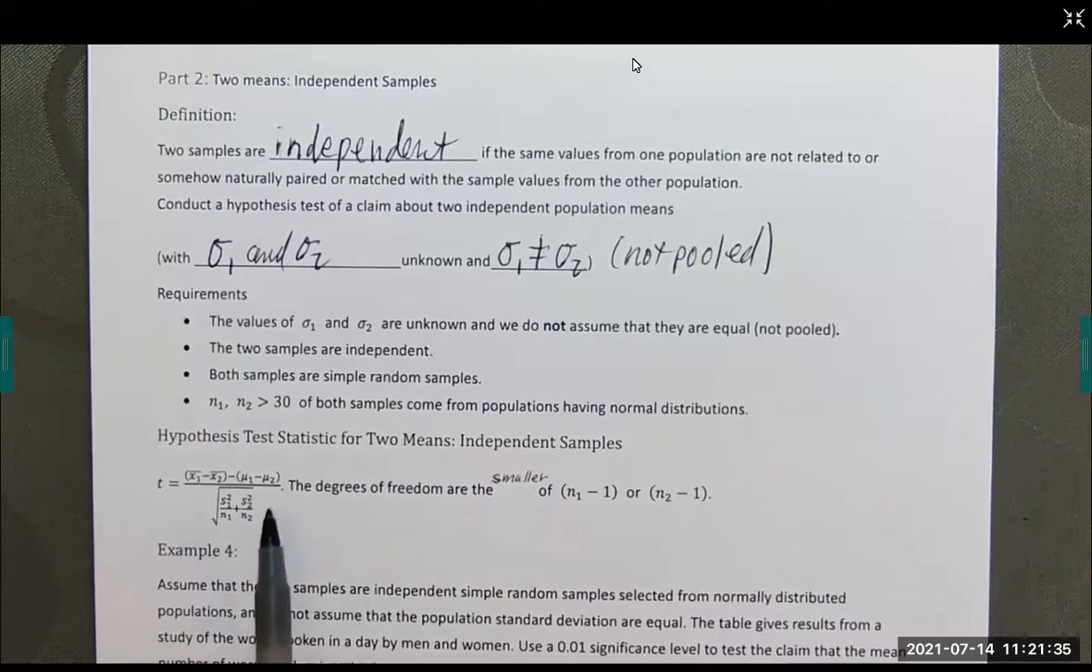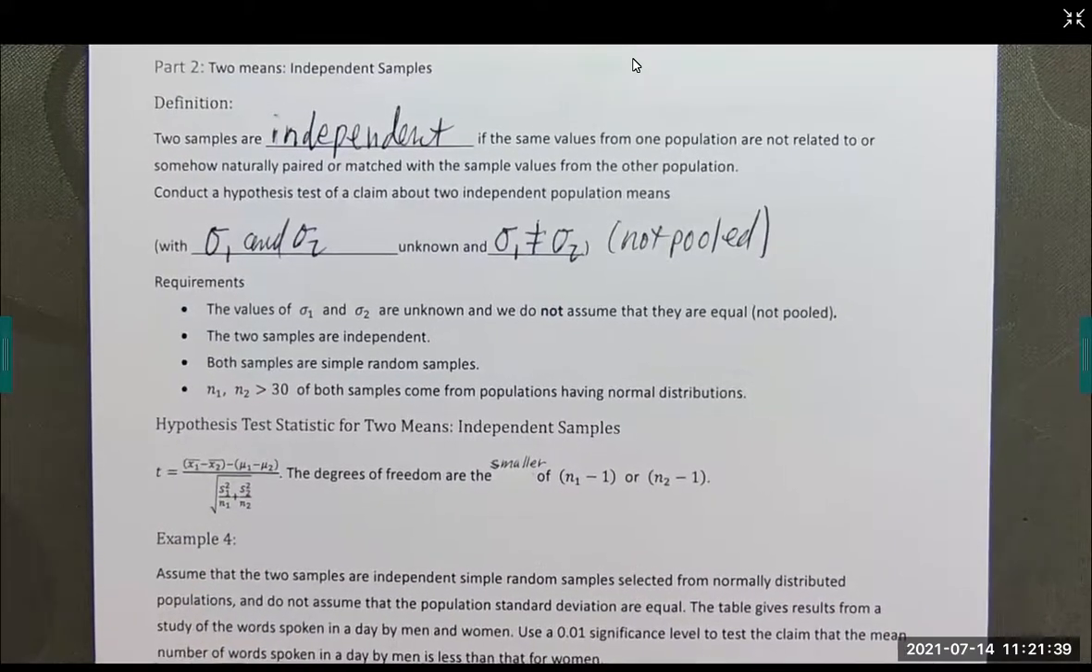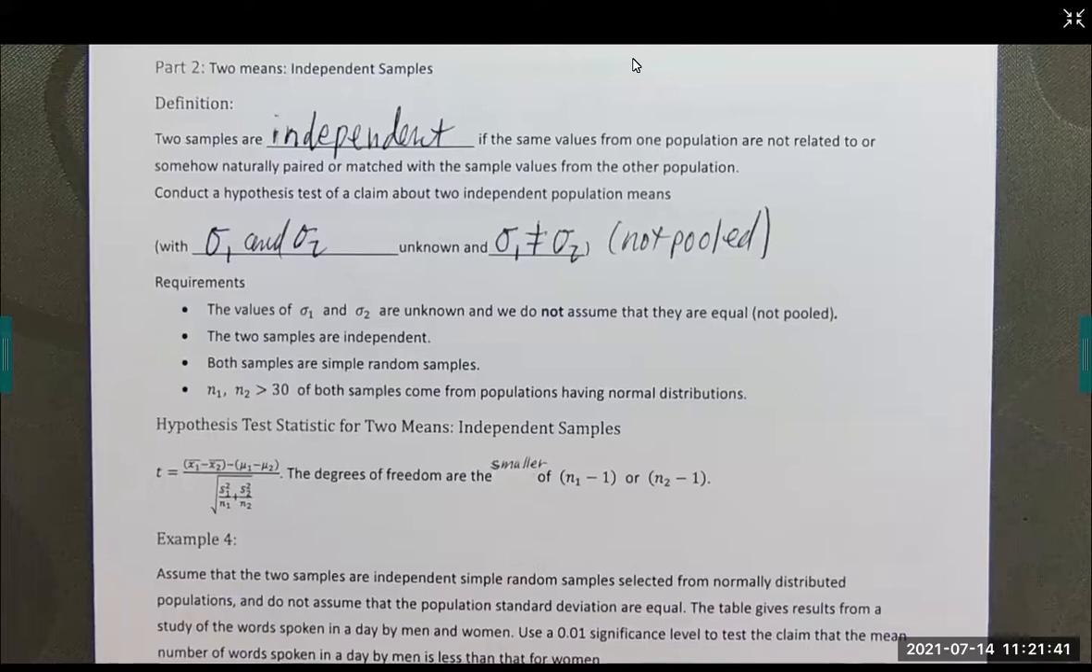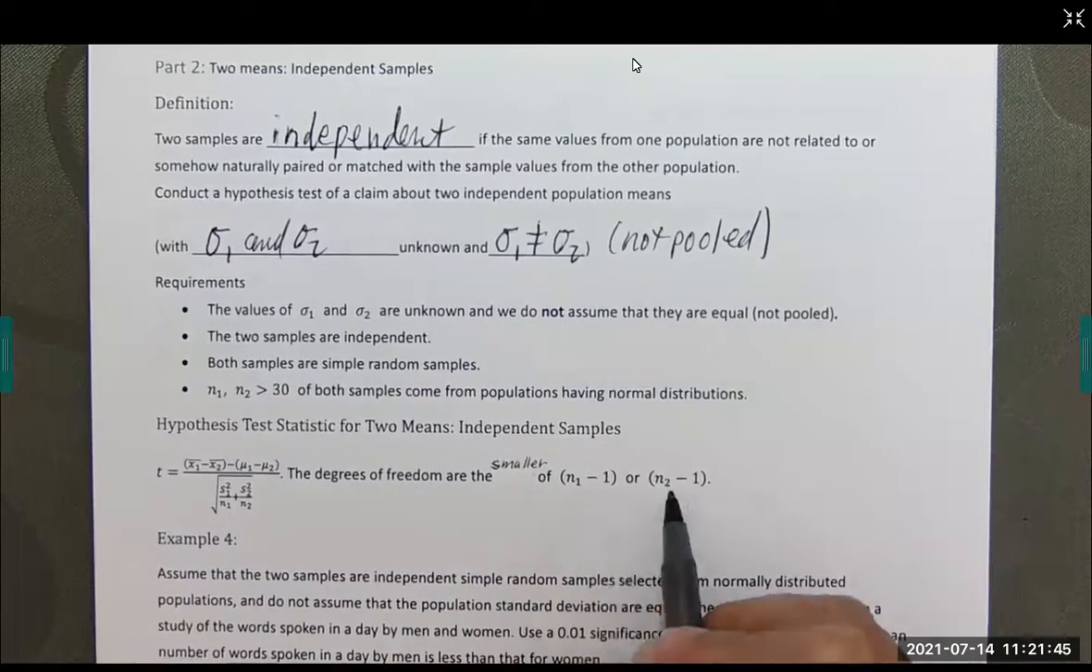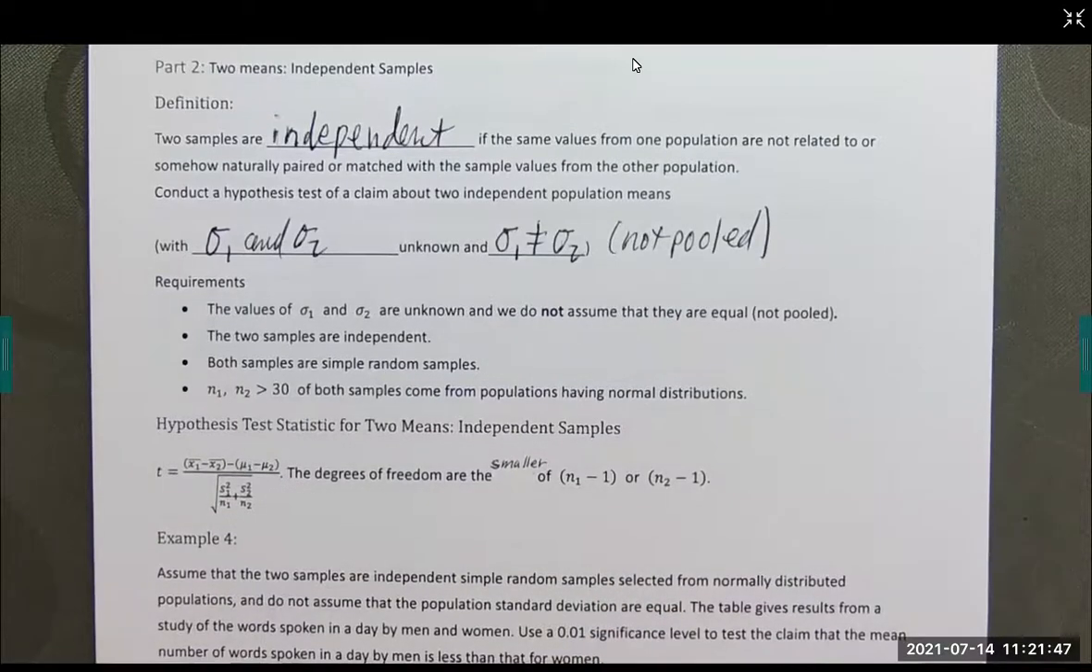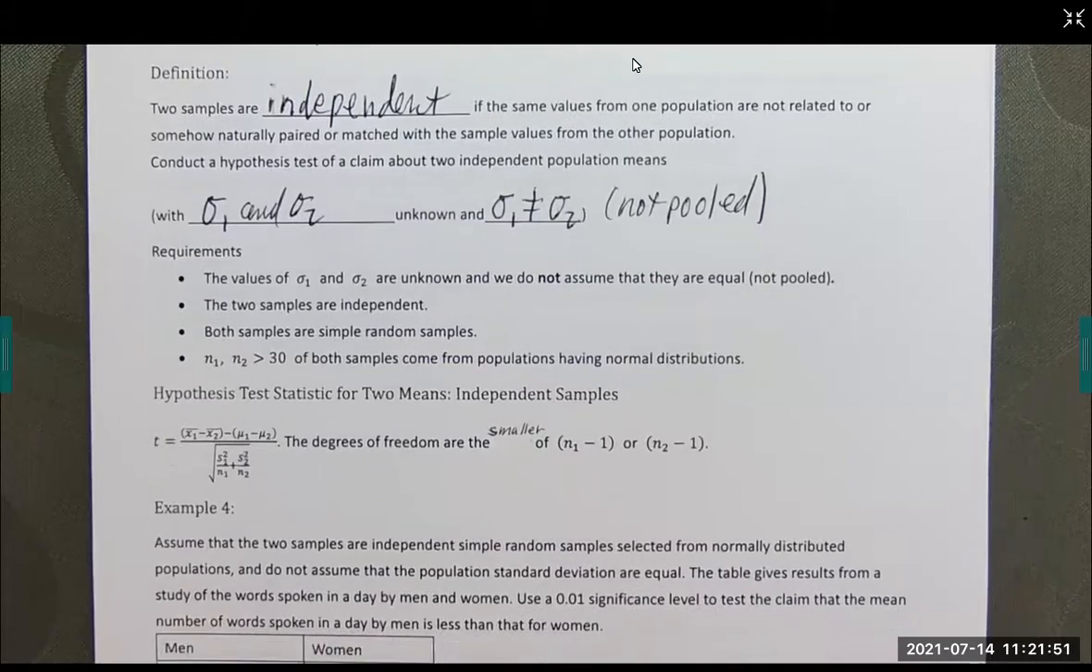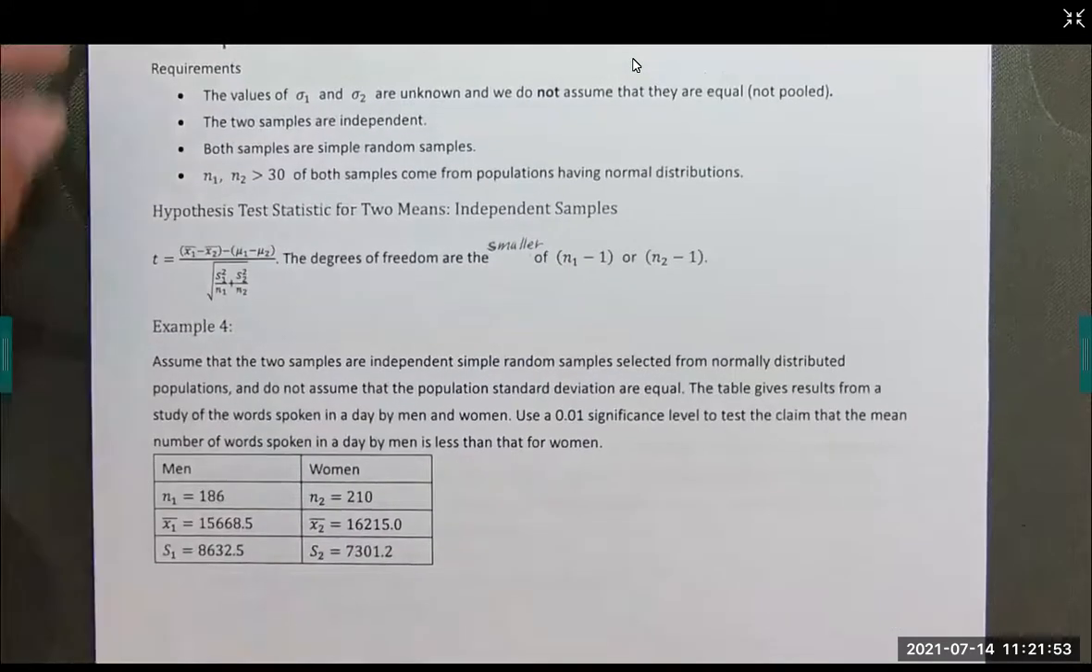Here's the test statistic. I show it to you here more out of mathematical obligation than anything. And as far as the degrees of freedom goes, it's going to be the smaller of the two sample sizes minus one. And let's just jump into an example here so we get a better idea of what we mean.